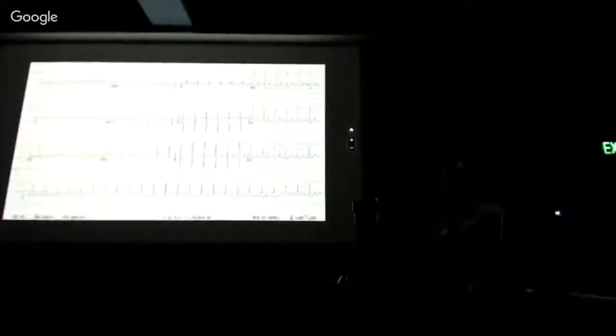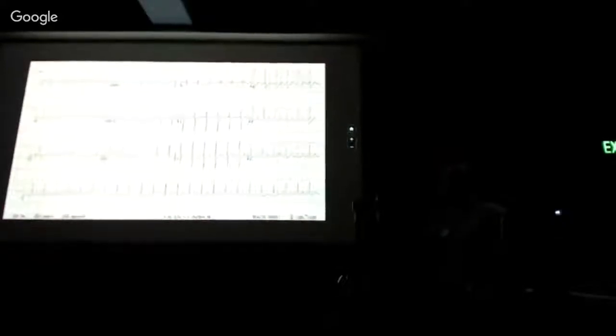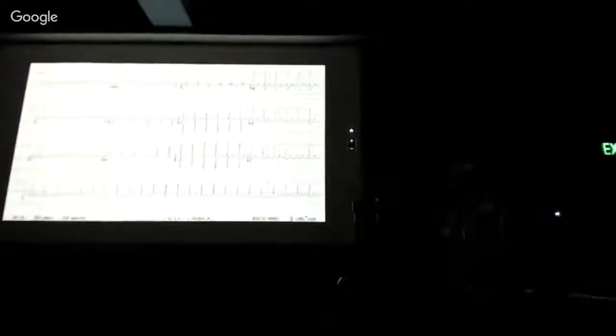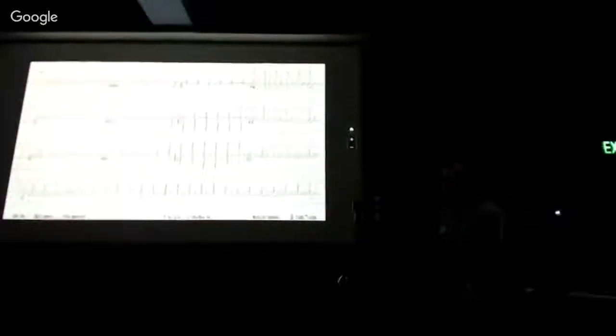Could you have P waves and no T waves? Could they all be P waves and T waves? Yeah, you have to have a T wave. You actually do technically have to have a P wave. The question that you have to ask yourself is, what are you actually looking at?